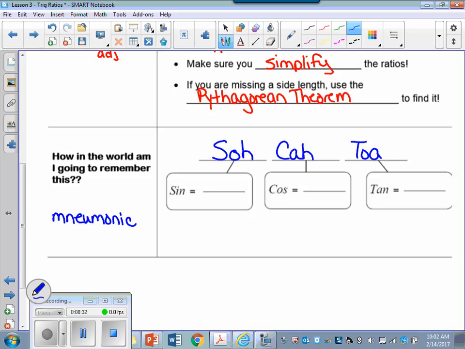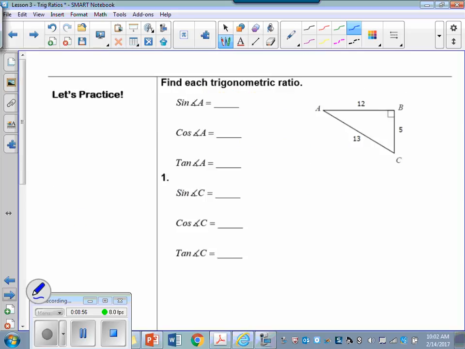S for sine, O for opposite, H for hypotenuse, C for cosine, A for adjacent, H for hypotenuse, T for tangent, O for opposite, A for adjacent. I have a tendency to write SOHCAHTOA on the top of all of my papers when I'm doing trig so that I stay on track. So let's practice. SOHCAHTOA.